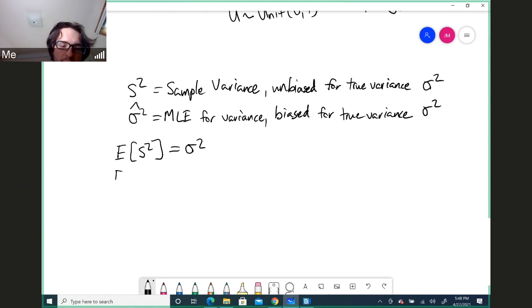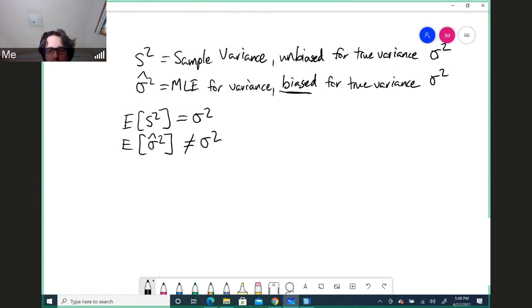However, if you do the same thing with our maximum likelihood estimate of the variance, this will not equal the true variance, because this one is biased. And this goes back to something someone said earlier about the 1 over n minus 1. So this is where that comes into play.